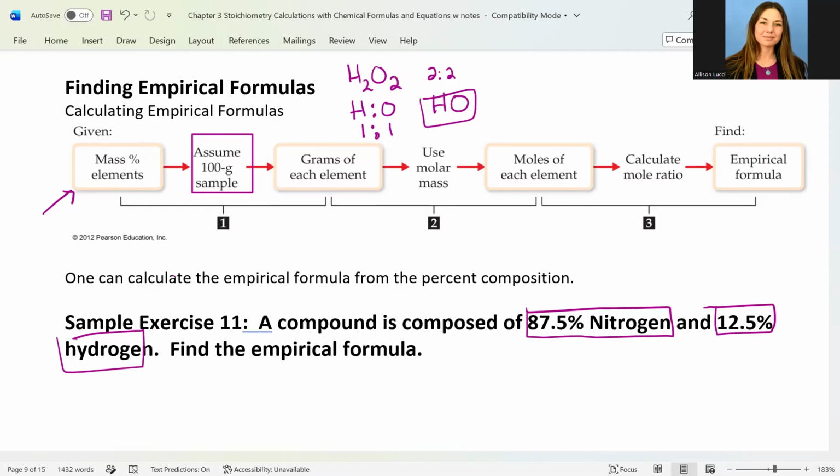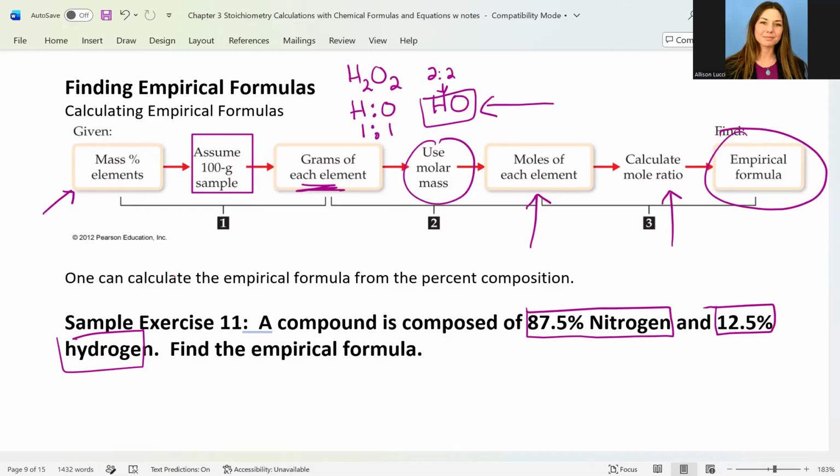So we can just assume that we have 100 grams, and then that gives us the grams of each element in a 100-gram sample. And then if we divide by the molar mass, we can find the moles of each element. We can calculate a mole ratio of one element to another. And then that gives us the empirical formula, like so up here, which is a molar ratio of originally 2-to-2 moles of hydrogen and oxygen, but then we simplified that to 1-to-1.